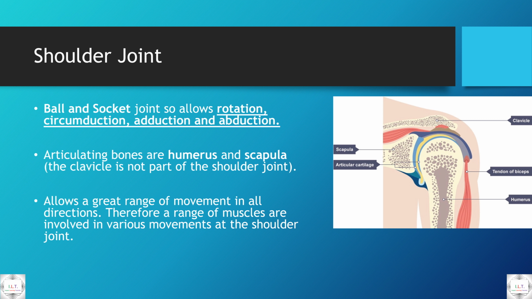So just to recap then, the ball and socket allows a greater range of motion in all directions. Therefore, for every movement that occurs at the shoulder, there's going to be a wide range of muscles involved. So it's worth maybe giving a couple of examples yourself in your own notes of movements that can occur here. But the key point you need to remember is that the shoulder joint is ball and socket and it allows the full range of motion.